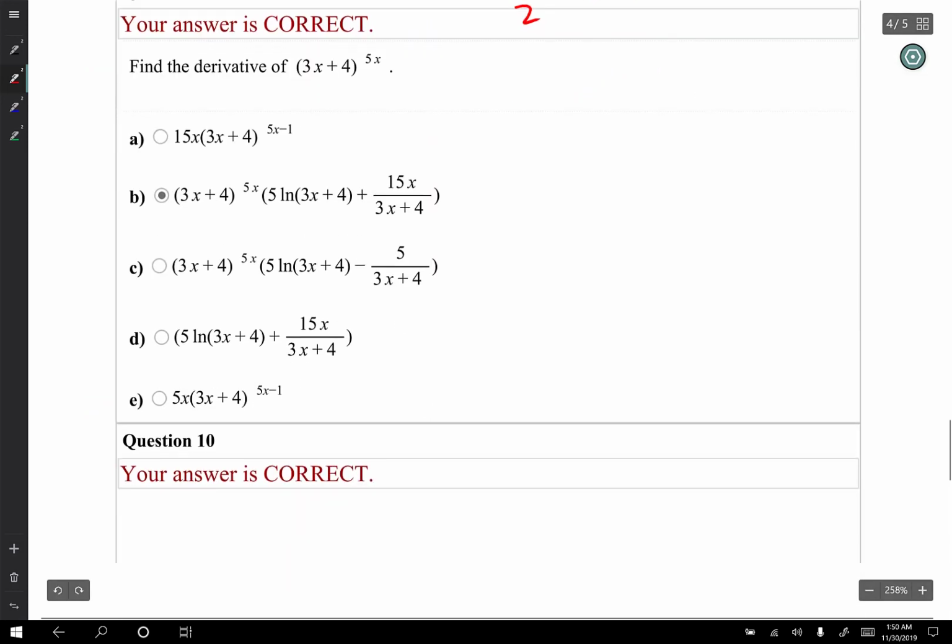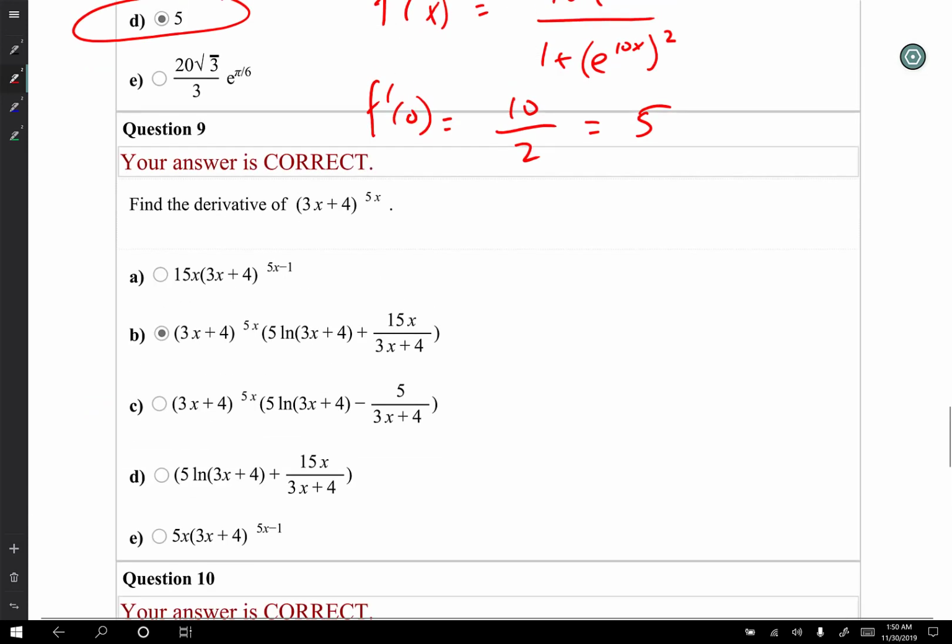All right. Is this the last one? No, it isn't. Find the derivative, and notice that my exponential has an x on it. So we're going to have to do it like this, guys. So y equals (3x plus 4) to the 5x. So before we can take a derivative, we're going to have to bring that 5x down.